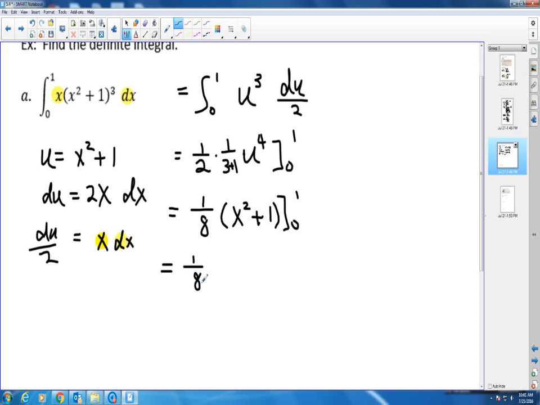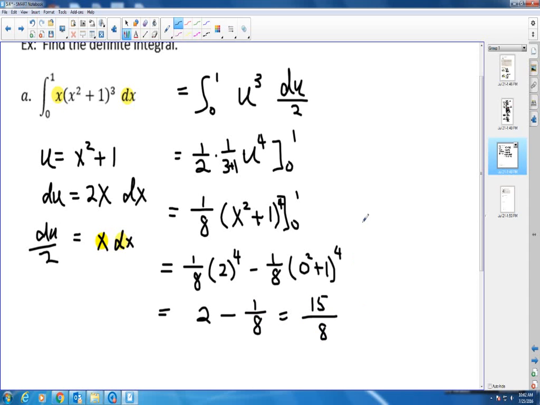So this is going to be 1 over 8 times 1 squared plus 1, oh sorry, to the 4 power, excuse me, to the 4 power right there. 1 plus 1 is 2, 2 to the 4th power, minus 1/8 times 0 squared plus 1, whole thing to the 4 power. So 2 times itself 4 times is 16. 16 times 1/8 is 2, minus 1/8. So that will be 15 over 8. Okay, that's the area under the curve.